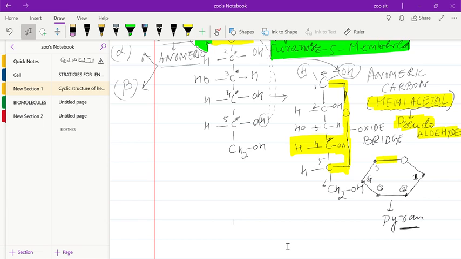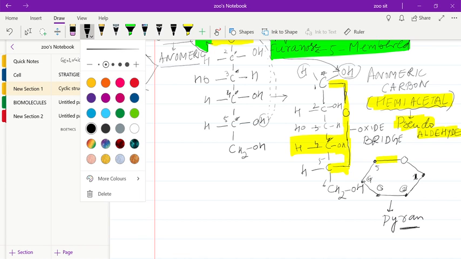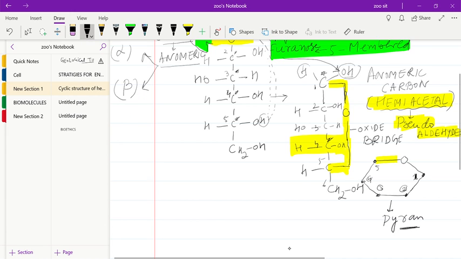So this structure will be called a pyran now. As far as the pyran is concerned, it has carbon number 1, 2, 3, 4, and 5, and there's an oxide bridge. Look at this in the glucose molecule. There is an oxide bridge present between carbon number 1 and carbon number 5. The oxide bridge exists between these, and carbon number 6 is pushed out. That means carbon number 6 will be outside the ring. So this type of structure is known as a pyran.